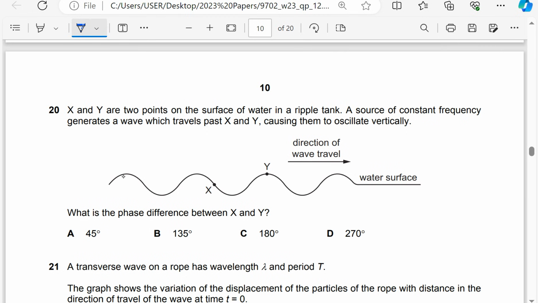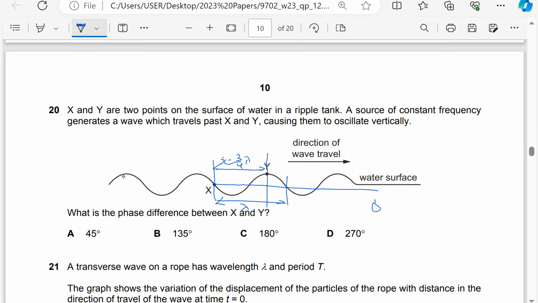X and Y are 2 points on the surface of water in a ripple tank. A source of constant frequency generates a wave which travels past X and Y, causing them to oscillate vertically. What is the phase difference between X and Y? So I just find the distance out of step. In terms of a complete cycle of wavelength lambda, you notice that this distance here is a half plus a quarter, which is 3/4. So this distance is 3/4 of a wavelength. So this is going to be the distance out of step.